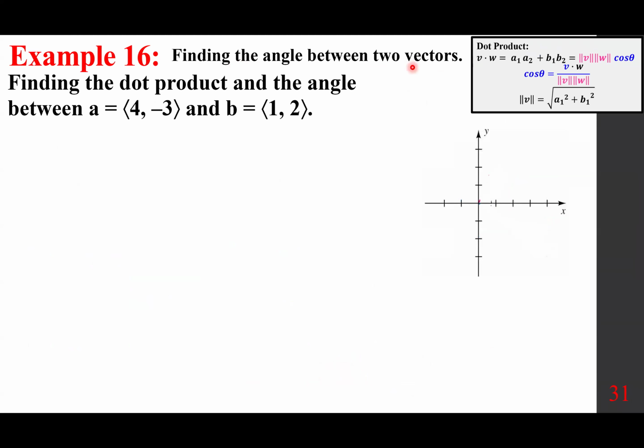Finding the angle between two vectors: finding the dot product and the angle between A and B. The dot product we said is A1 A2 plus B1 B2. So 4 times 1 plus negative 3 times 2. It's negative 2. Pretty straightforward, everybody.